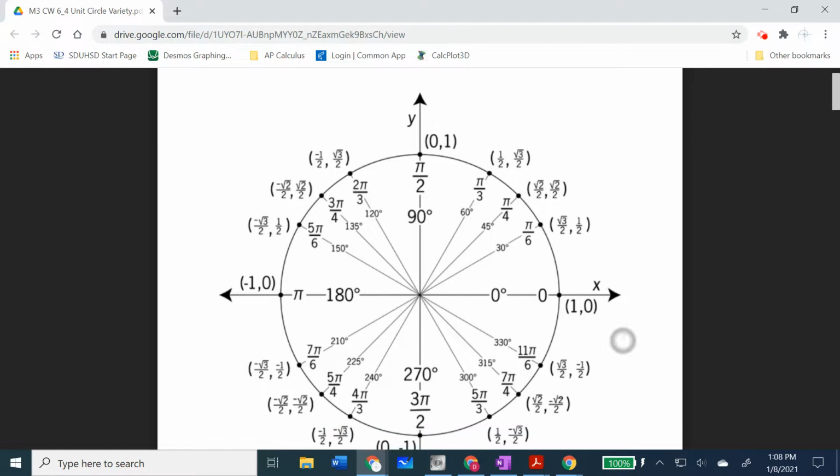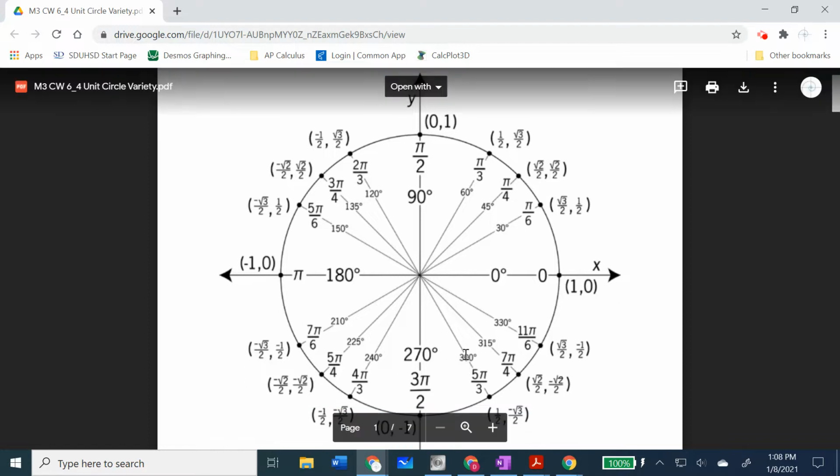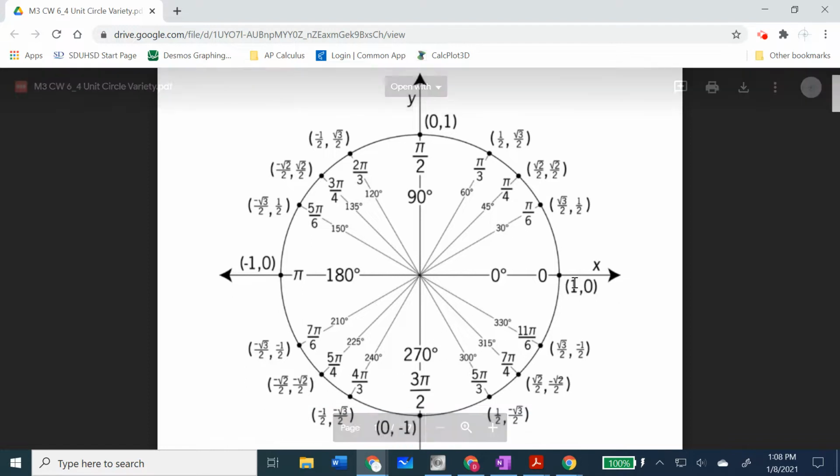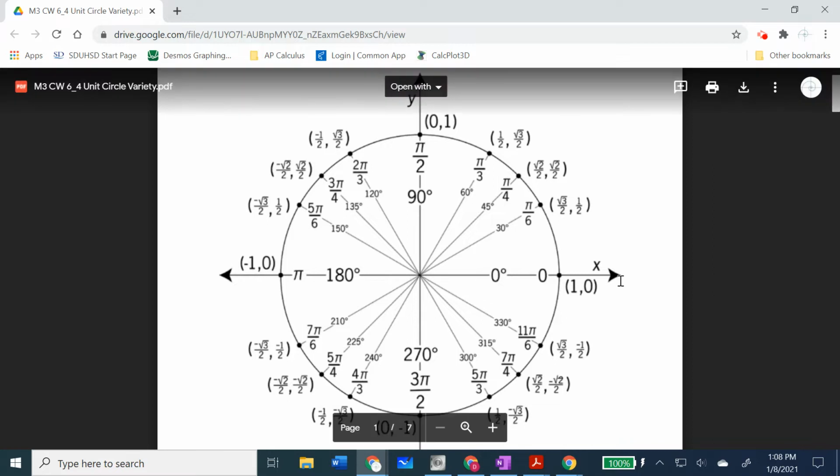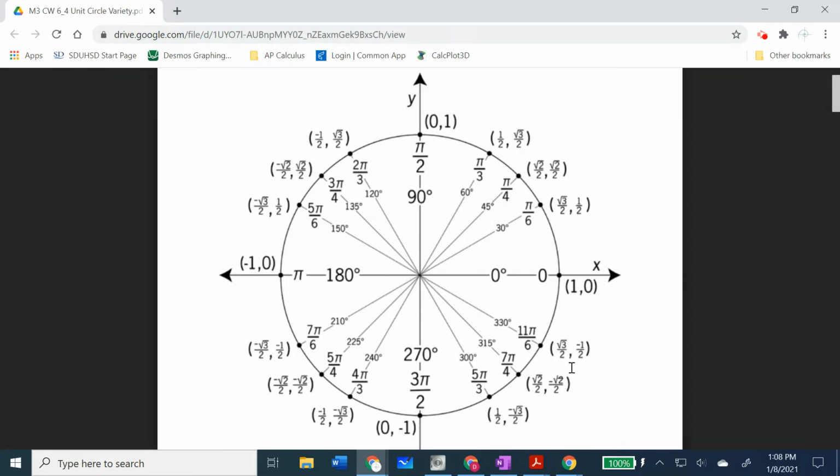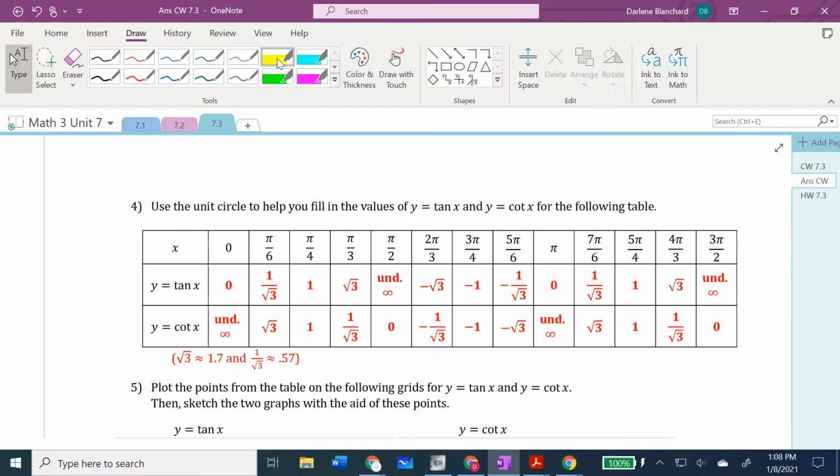Okay, so one thing I've been trying to emphasize is that tangent is slope. So when I'm dealing with angles 0 degrees and 180, the slope is 0. That means the value of tangent is 0 when x is equal to 0 and when x is equal to pi.